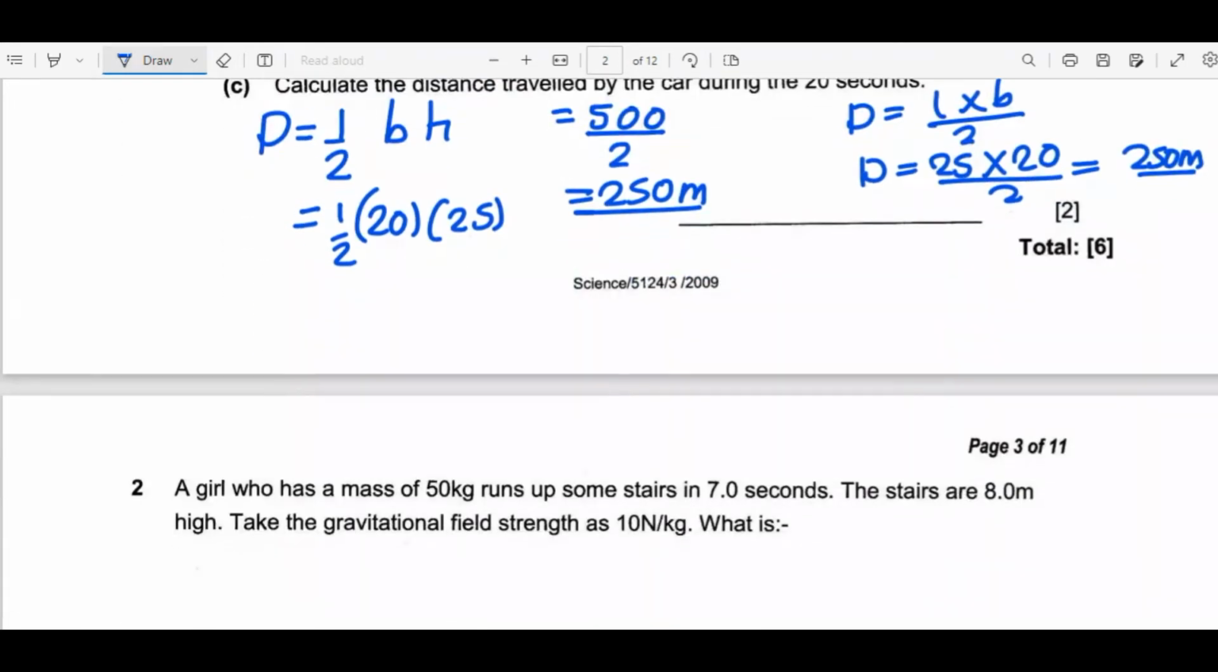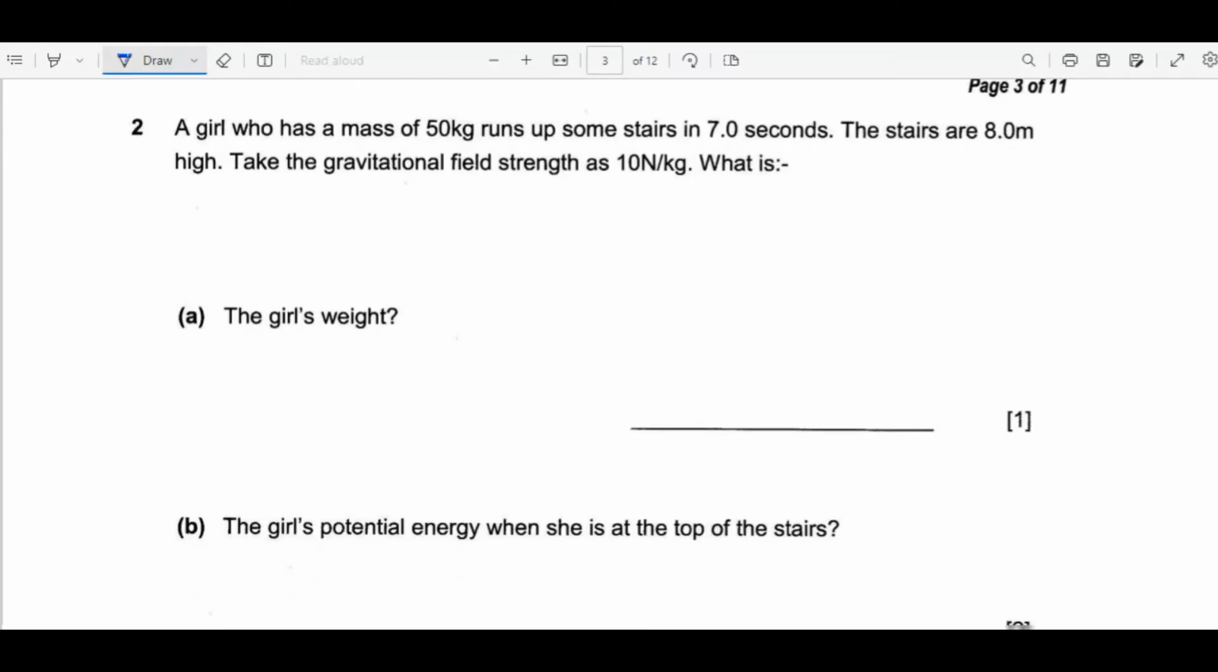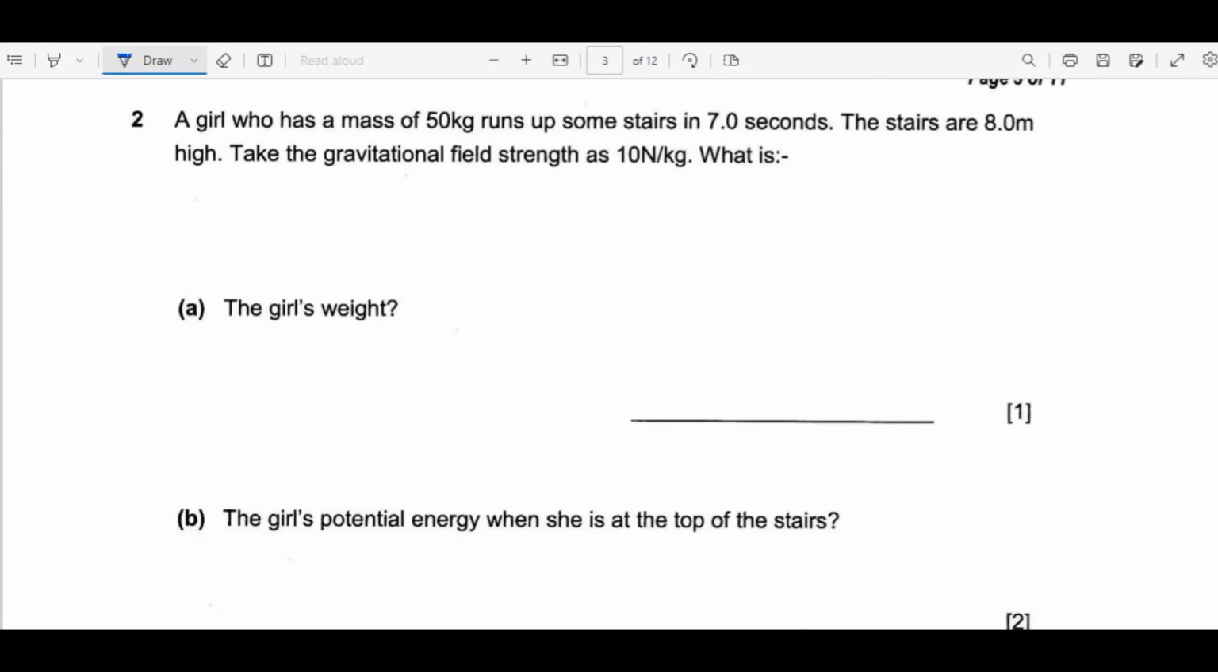We go to question 2. A girl who has a mass of 50 kilograms runs up some stairs in 7.0 seconds. The stairs are 8.0 meters high. Take the gravitational field strength as 10 newtons per kilogram. What is the first one?